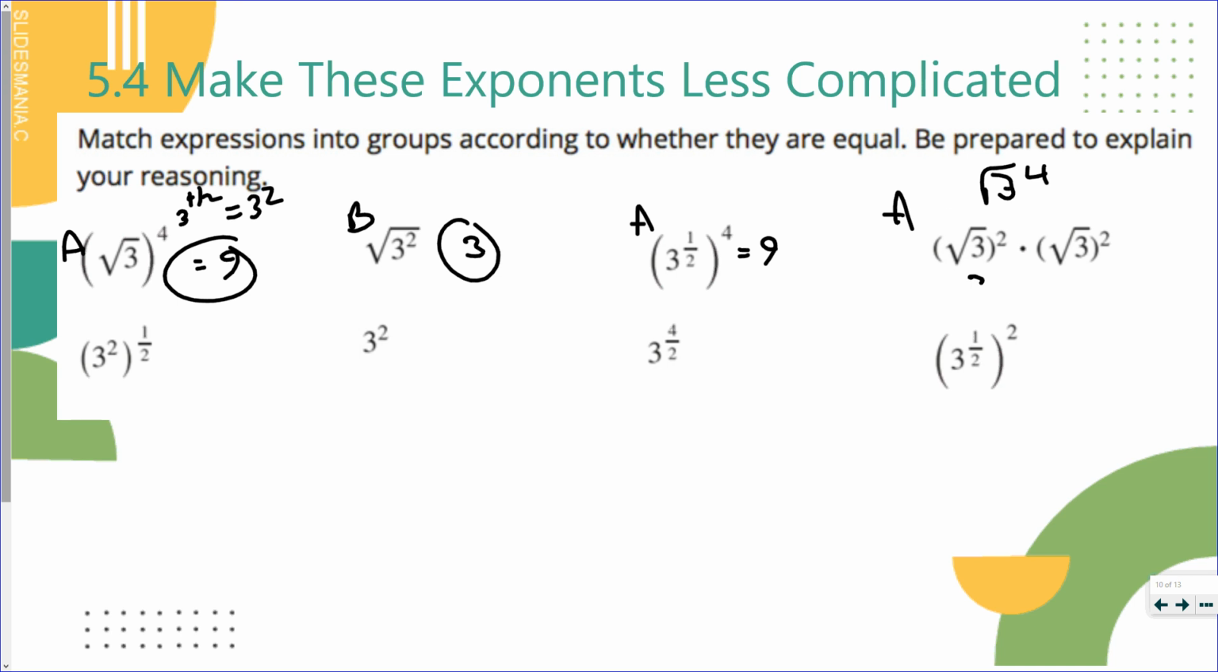Yeah, so this is 3 times 3. Okay, let's try a few other ones. 3 squared to the 1/2. Well, that's 9 to the 1/2. That's the square root of 9. This must be equal to 3. So that belongs in group B. 3 squared? Well, that's 9. That's part of group A.